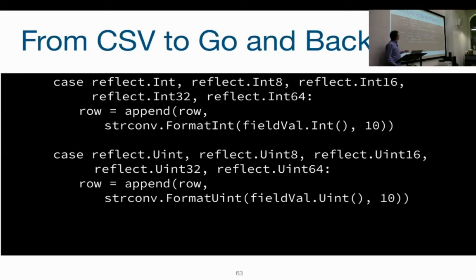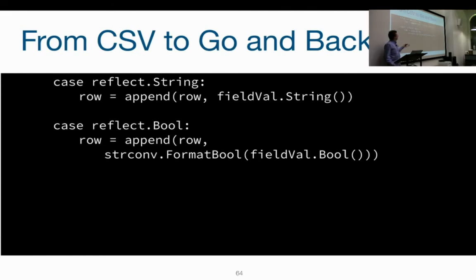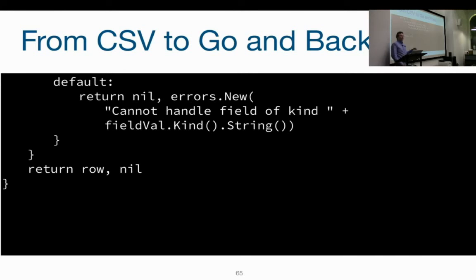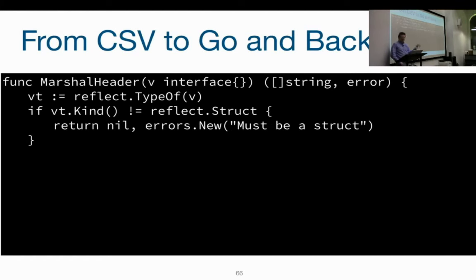That's int and uint. Here it is for string and for bool. For strings, take the string and the value, append it onto our row. And for the boolean, strconv.FormatBool, append it onto the row. And again, all other kinds just produce an error because it's a simple example. And after we loop through all of the fields, we're done. So that's all we need to do to marshal a single struct into a slice of strings.